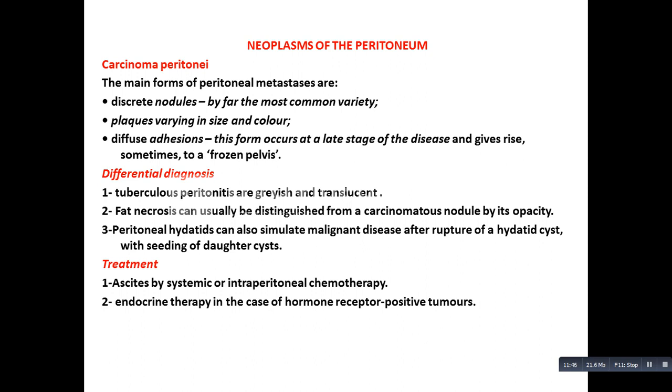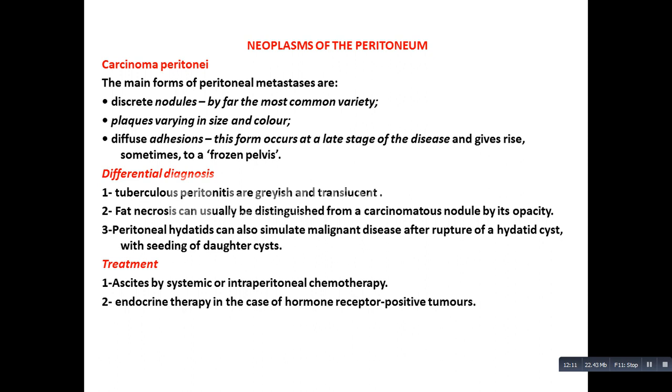Differential diagnosis: tubercular peritonitis and fat necrosis, peritoneal hydatid cyst, especially after rupture of a hydatid cyst and seeding of the daughter cysts. Treatment of ascites is symptomatic, with intraperitoneal chemotherapy, and endocrine therapy in the case of hormone receptor positive tumors.